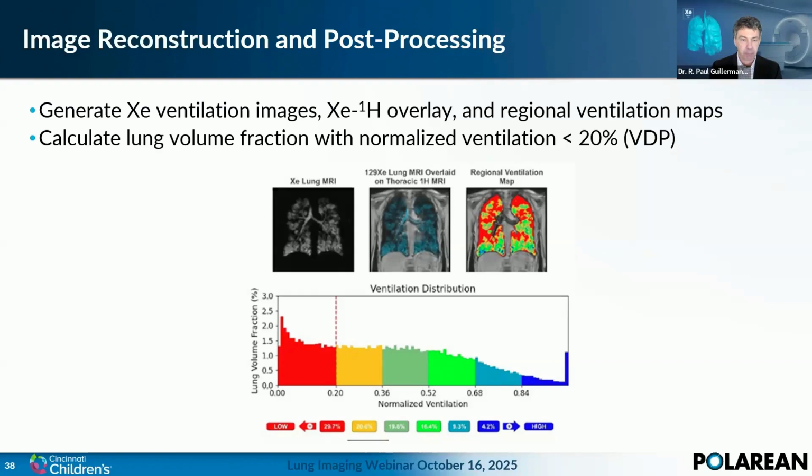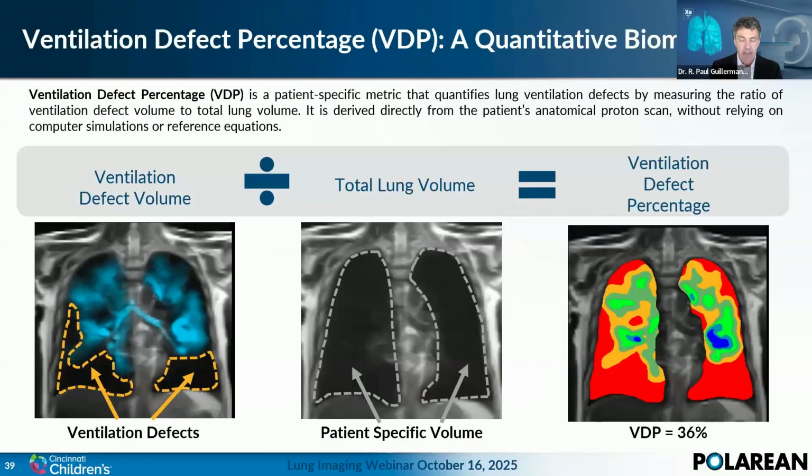Next slide. And Jason showed this slide earlier, so we have that initial proton anatomic sequence that's going to be used for the volume to help calculate the VDP. Next slide.